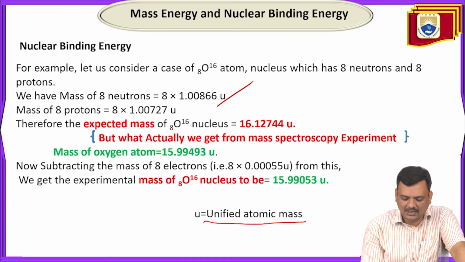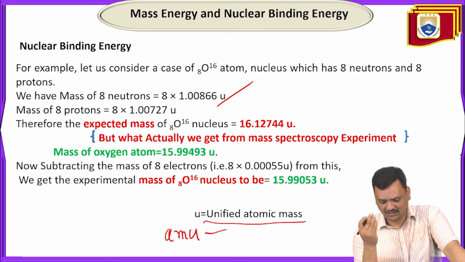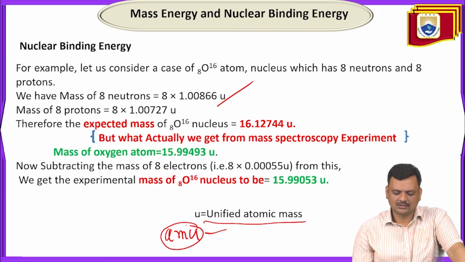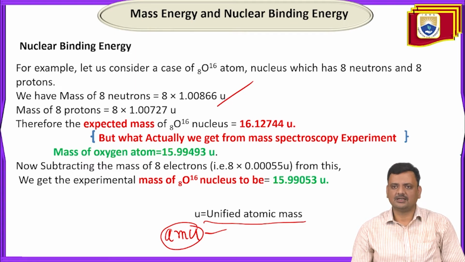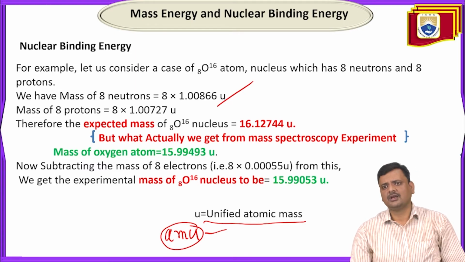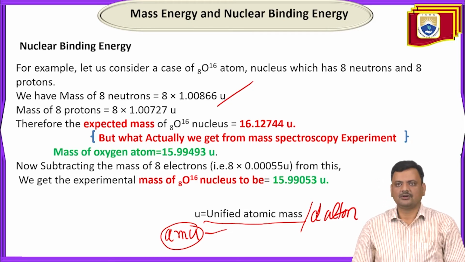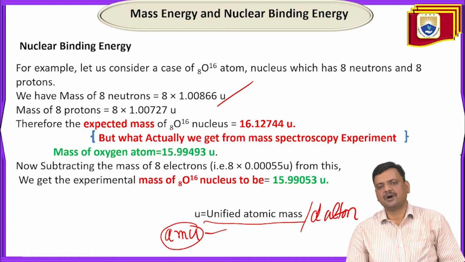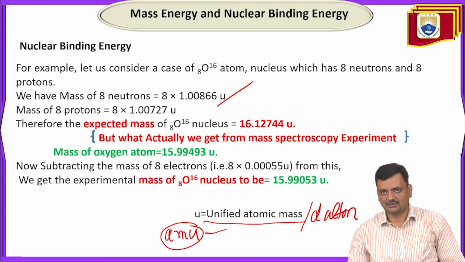Unified atomic mass. Earlier it was AMU, atomic mass unit. Now it is converted; this unit no longer exists. Now people are using U. It is the Dalton, or another name, unified atomic mass. So we know the mass of 1 neutron, that is 1.00866. So the mass of 8 neutrons is 8 multiplied by this term.